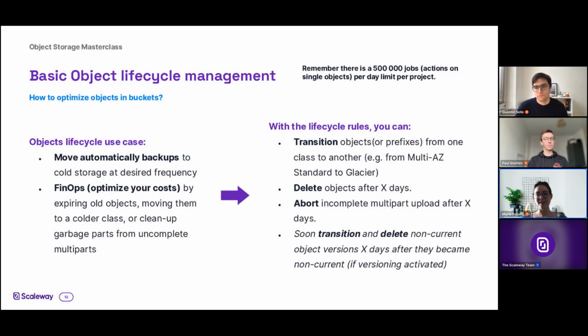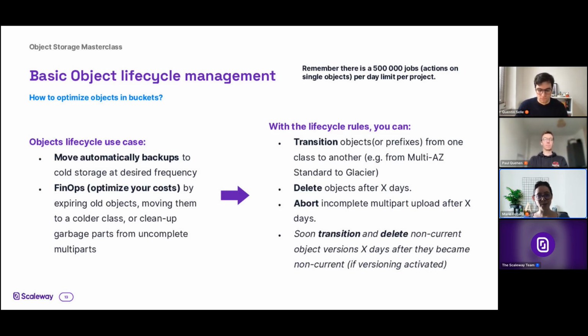Lifecycle rules are made to transition objects or prefixes within a bucket from one class to another. You need to know that it is always from a hot class to a colder class. So from multi-AZ to standard to Glacier, or multi-AZ to One Zone, or One Zone to Glacier, etc.